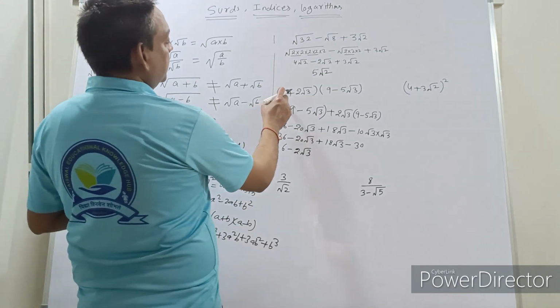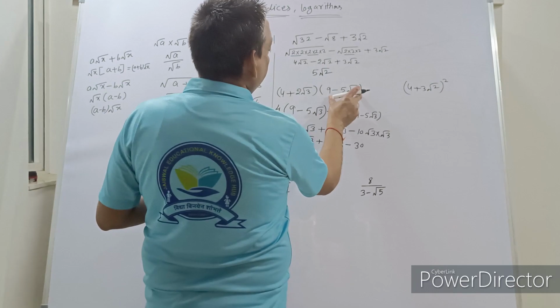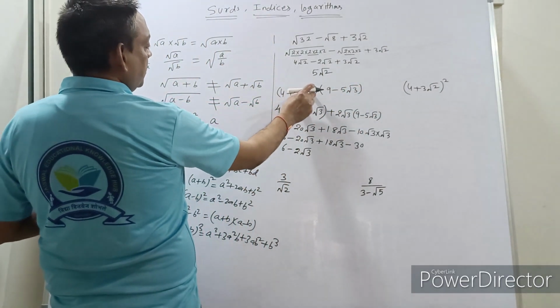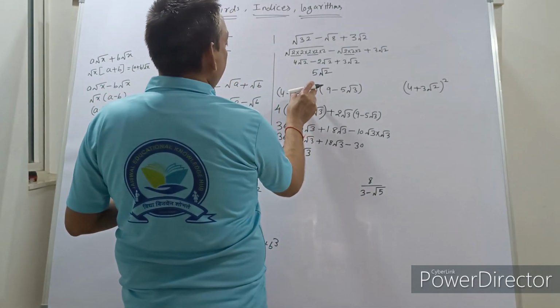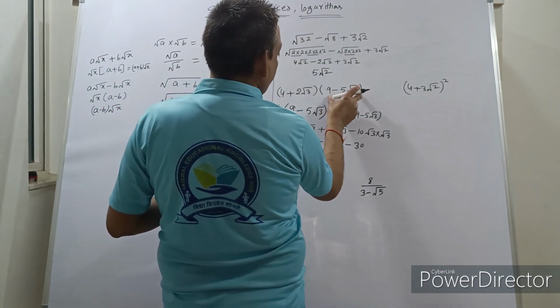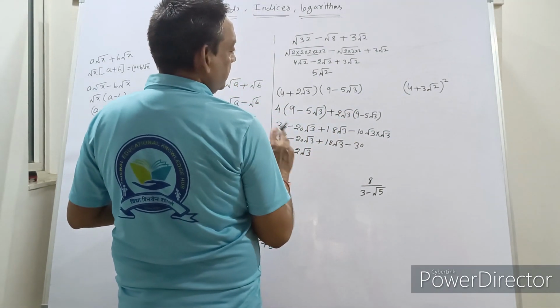Okay, so the first term of the first bracket is multiplied by the whole of the second bracket, then the second term of the first bracket is multiplied by the whole of the second bracket, and then you simplify. Okay, and then you get the answer here.